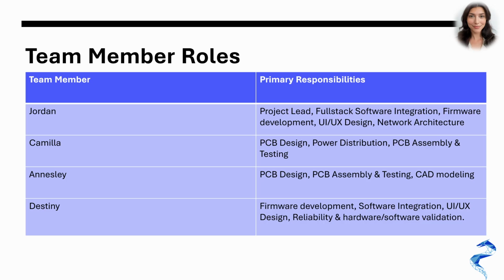For team roles, we organized ownership by subsystems so we could work together in parallel and still integrate smoothly. Jordan overall led the software direction, including full stack integration, firmware support, UI/UX, and network architecture. Camila focused on PCB design, power distribution, and board assembly and testing. Ainsley also led PCB design and assembly testing, with additional ownership on CAD modeling and mechanical integration. I focused on firmware development, I2C communication, and reliability through hardware and software validation. This role split helped us reduce bottlenecks and keep responsibilities clear while still collaborating at key interfaces, especially hardware to firmware, firmware to app communication, and final integration testing.